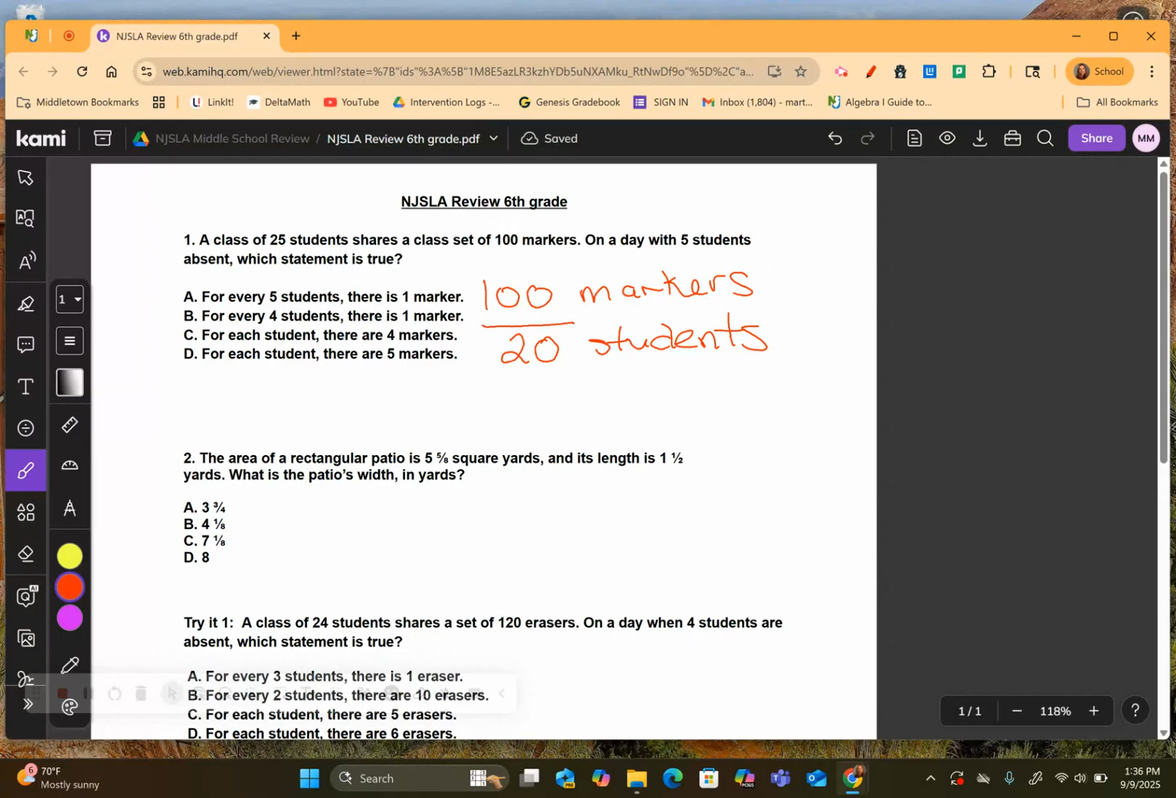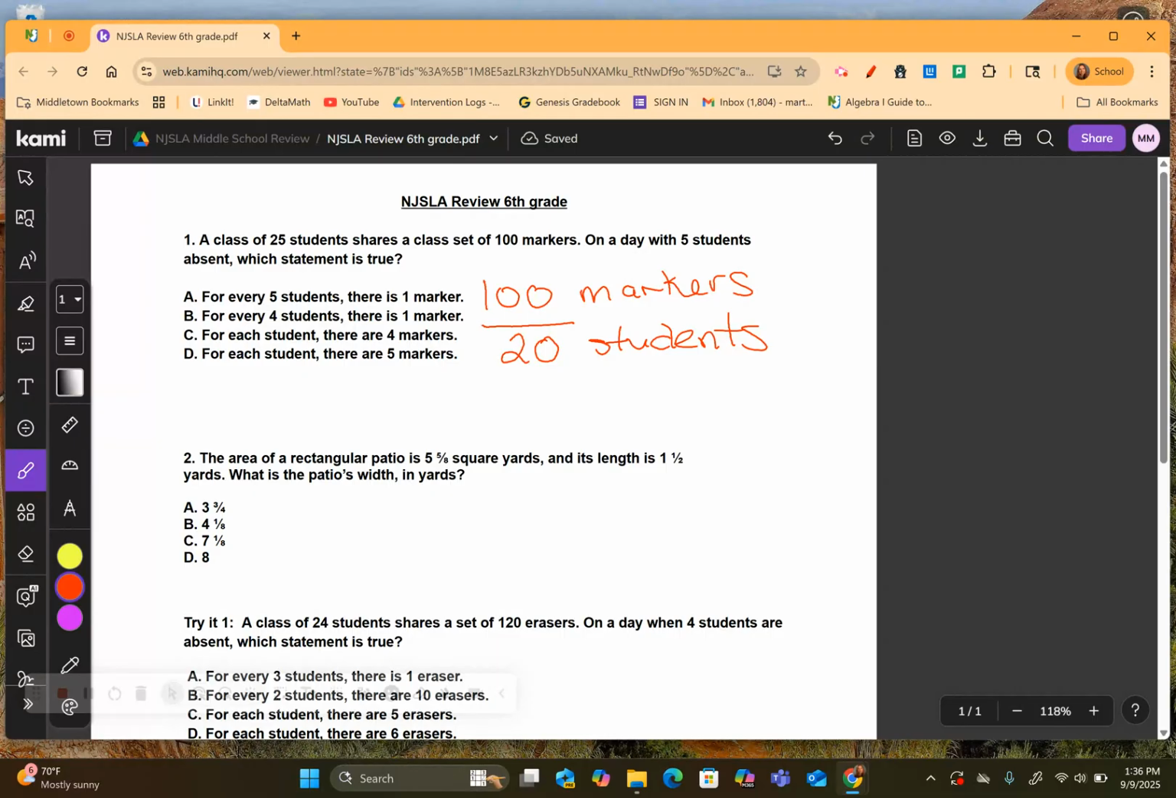Okay, this particular problem is a non-calculator part. I got these problems from the practice tests of the NJSLA on the New Jersey State Department of Education. So that's where these problems came from.